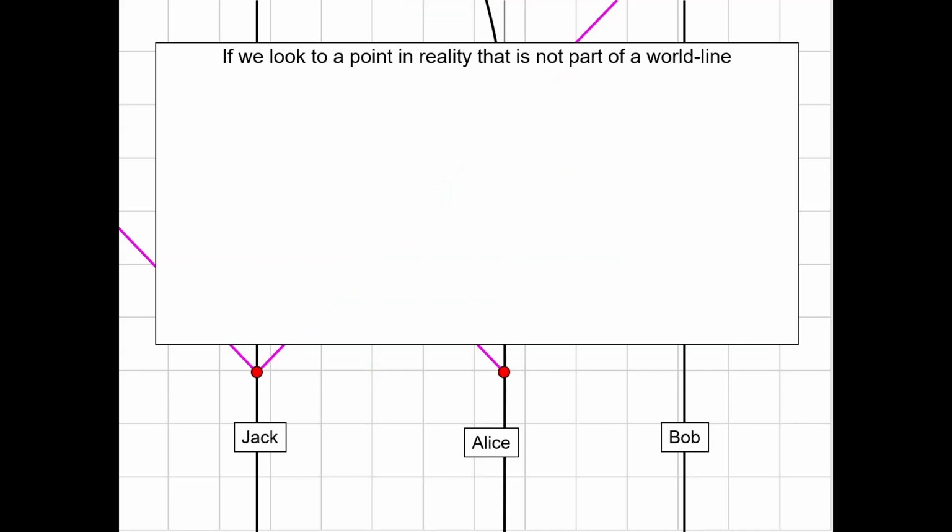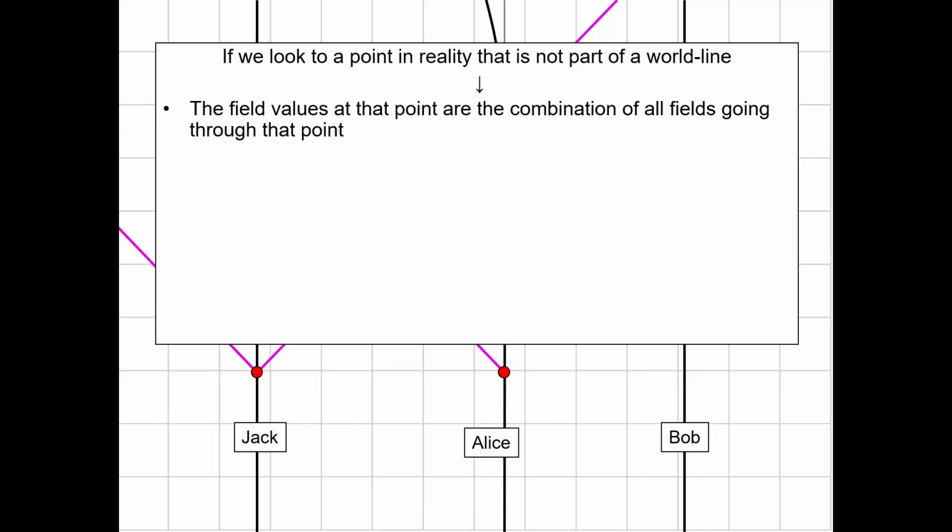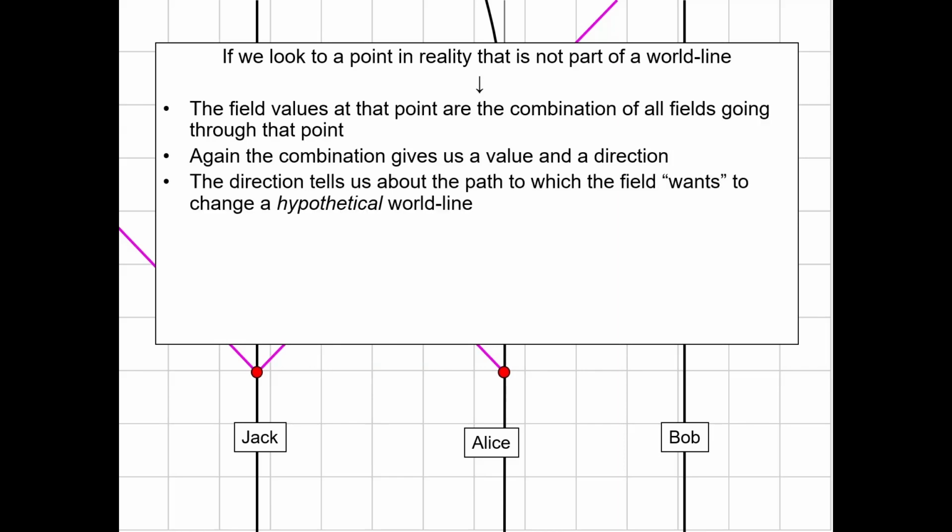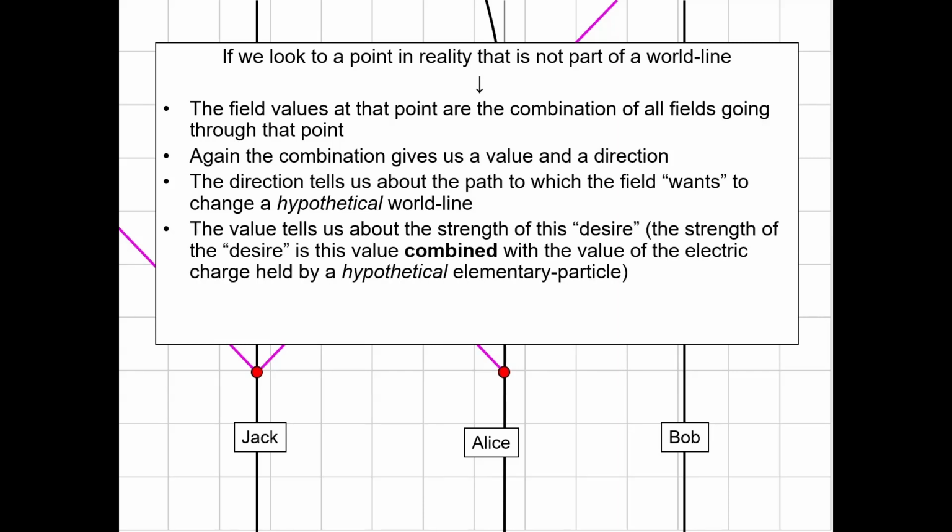Now, if we look at a point in reality that is not part of a world line, then again, the field values at that point are the combination of all the fields going through that point. And again, the combination gives us a value and a direction. The direction tells us about the path to which the field wants to change a hypothetical world line, and the value tells us about the strength of this desire. The strength of this desire is the combined value of the field combined with the value of the electric charge held by a hypothetical elementary particle.